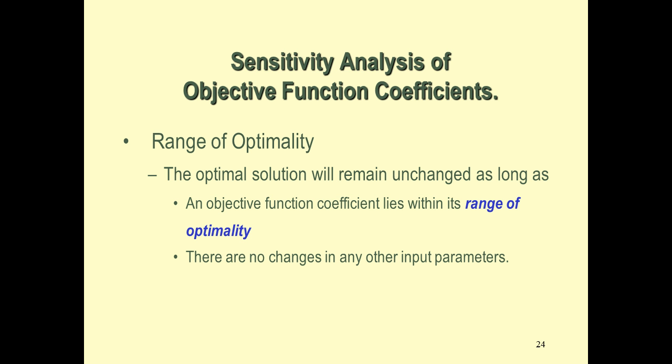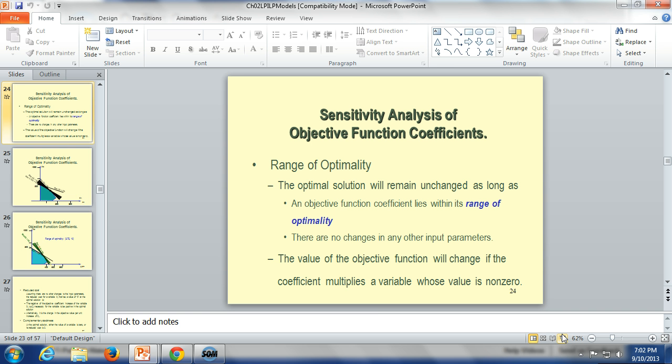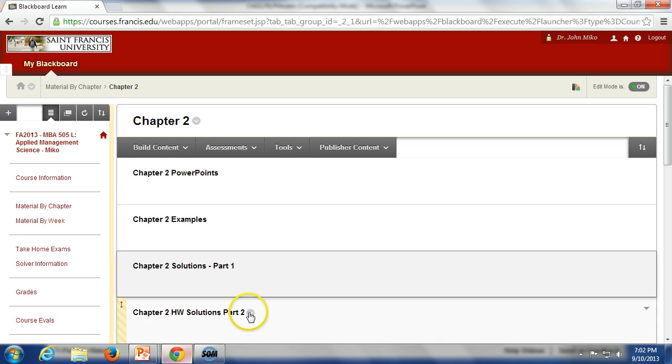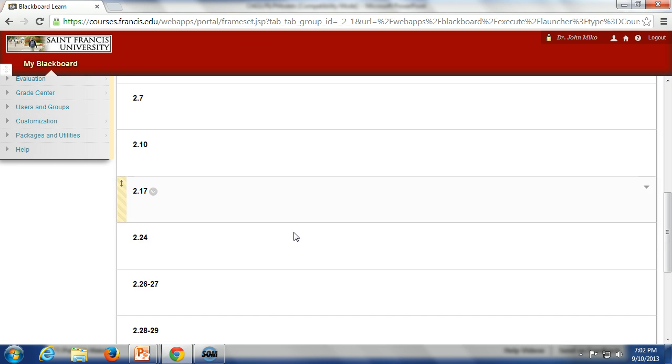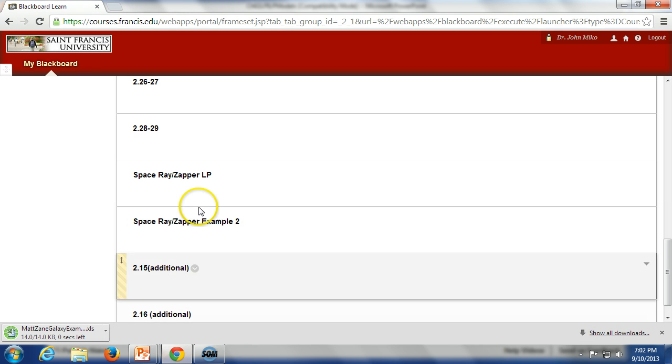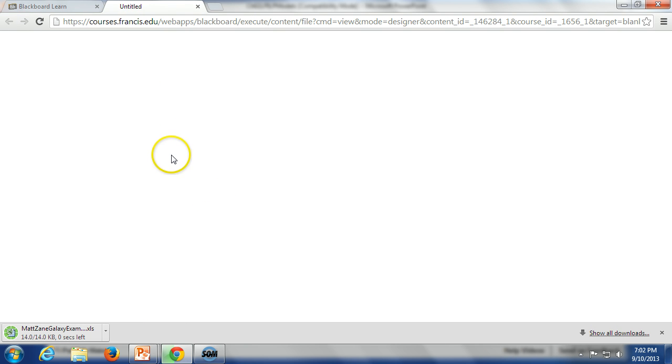If we go back to the space ray and zapper problem, let's pull it up. Let's see if we can find it here. Space ray example. Oops, that's not the one I wanted. Space ray and zapper.